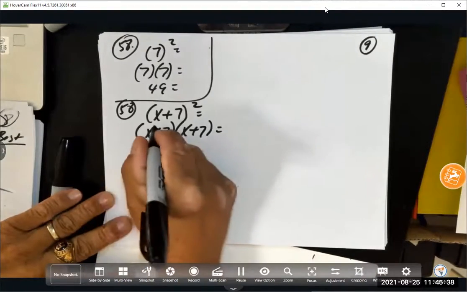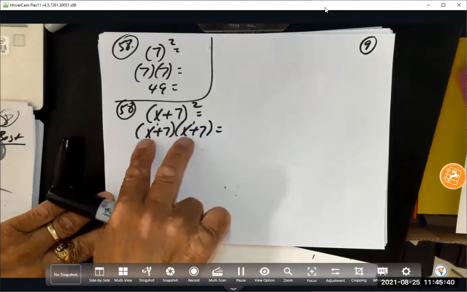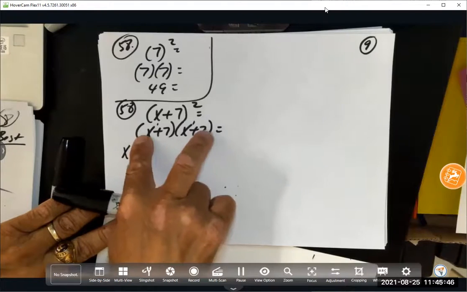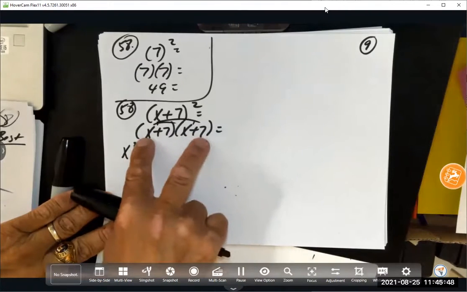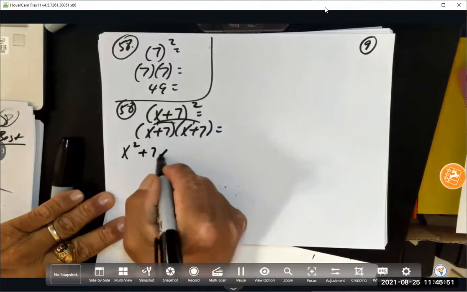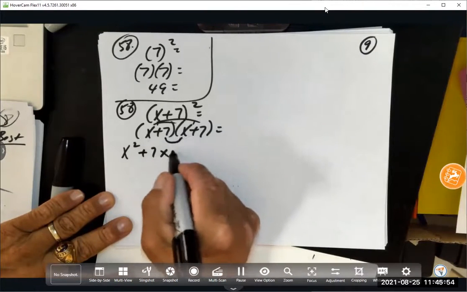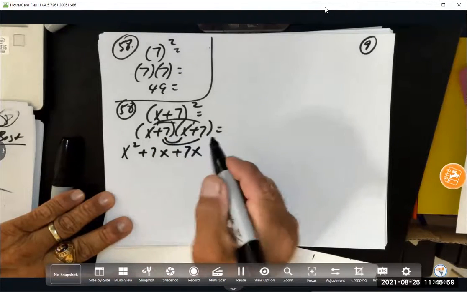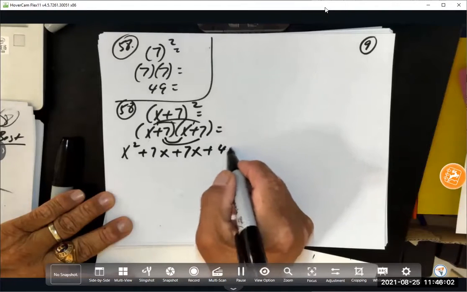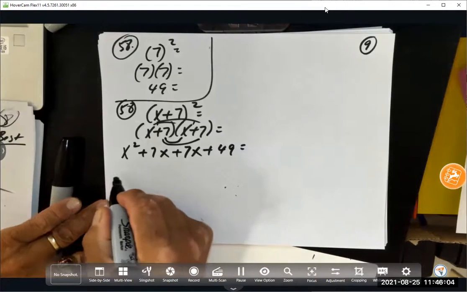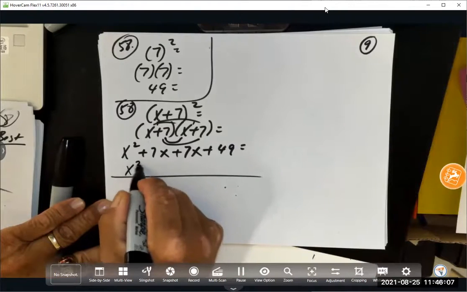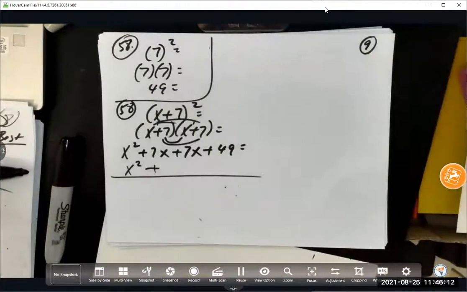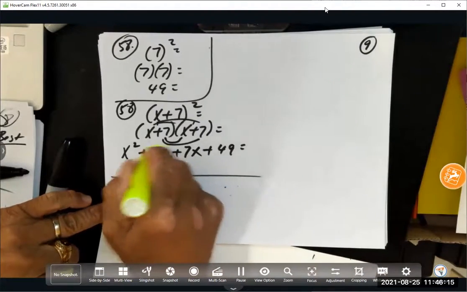So x times x, what do you think this is? X squared, there you go. And then x times 7, what's x times 7? 7x. And then 7 times x is what? 7x. And 7 times 7, plus 49. Okay, so now I'm going to add the middle ones. X squared plus, what is this? 14x. Is that okay?